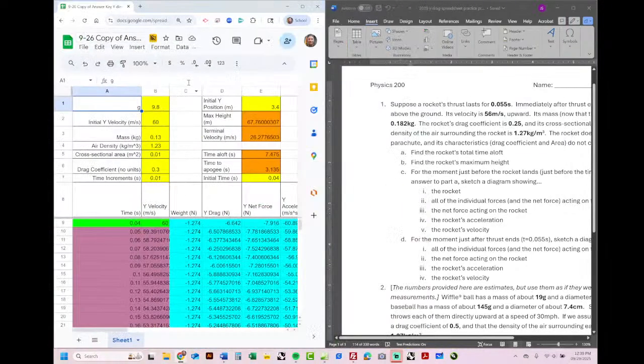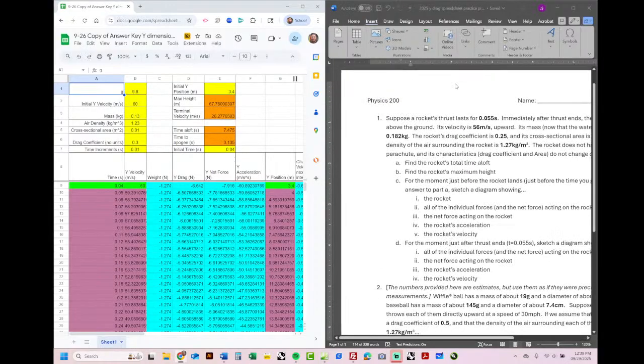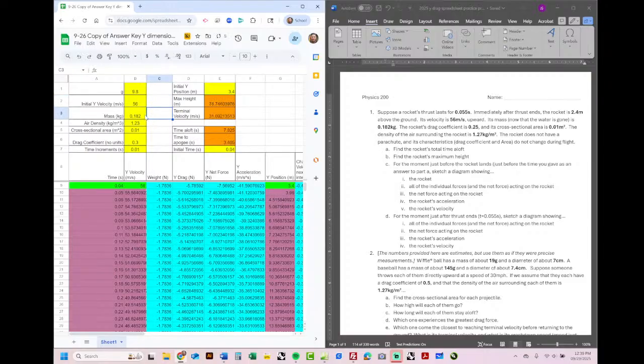All right, so let me zoom out over here a little bit and zoom out over here. Hopefully you can still see that. I'm going to leave G as it is. It says the initial velocity of this rocket is 56 meters per second, so I'm going to put in 56. And upward just means positive. The mass of the rocket is 0.182. And this is after all the water is gone. So it would have been heavier than that during the acceleration period.